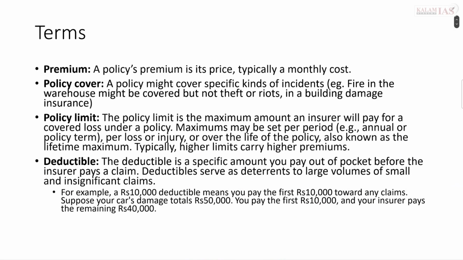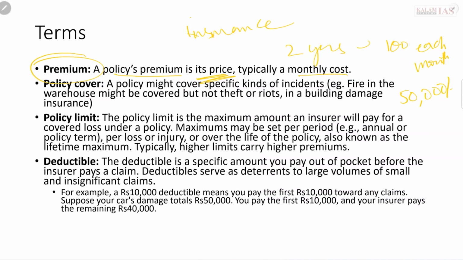These are some basic terms about insurance. First term is premium. A policy's premium is its price, typically a monthly cost. It is the price for which you are being provided insurance. Okay. So let's say for 2 years you will pay rupees 100 each month for accident cover, and in case there is an accident, you will get rupees 50,000. That is one possible way of having an accident cover insurance. So the 100 rupees that you pay every month is the price of the insurance policy. That is called a premium. Okay.